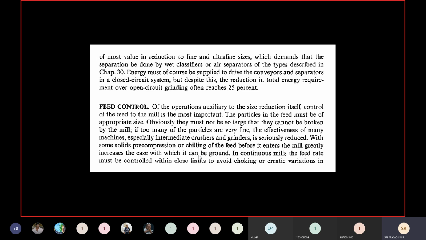Then chilling of the feed before it enters the mill greatly increases the ease with which it can be ground. In a continuous mill, the feed rate must be controlled within close limits to avoid choking and erratic variation.